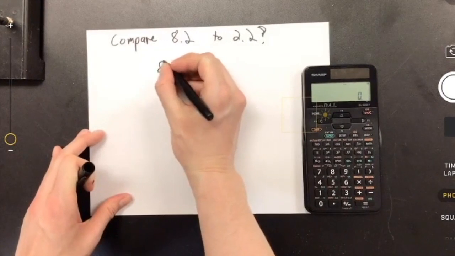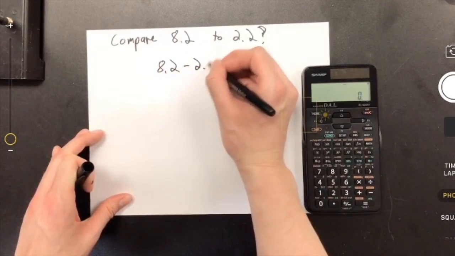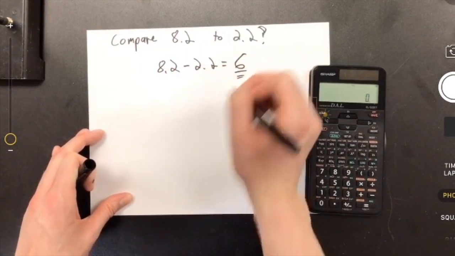So comparing an 8.2 to a 2.2, just like the notes asked us to do, the first thing we have to do is figure out, okay, what's the difference? So 8.2 minus 2.2 equals 6, right? So what does that mean?